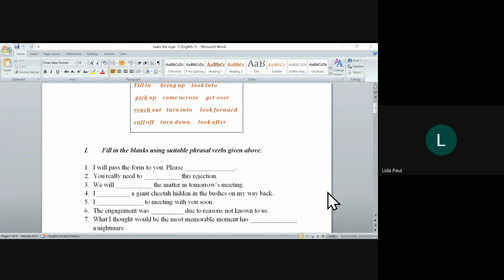Okay, let's look at the next question. You really need to dash this rejection. So when you're looking at these phrasal verbs, don't just look at them in isolation. Please also look at how and what follows after them, right? Like this is a very good example. Dash this rejection. What would you choose from your blank? Sorry, from the brackets that you have here?